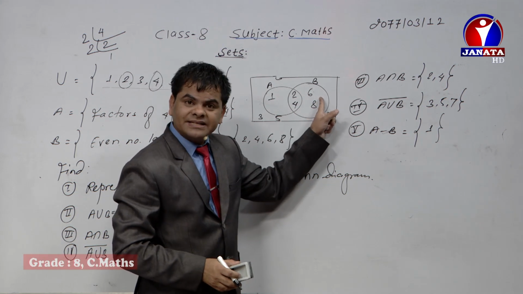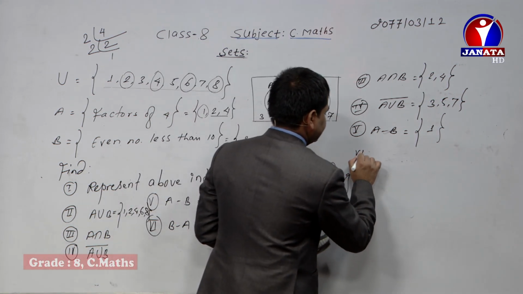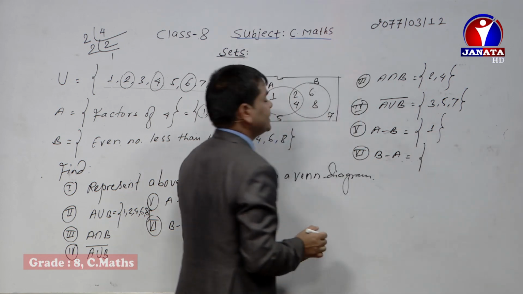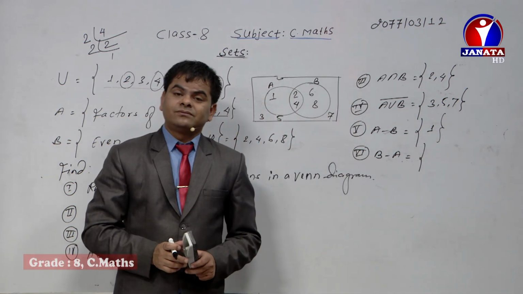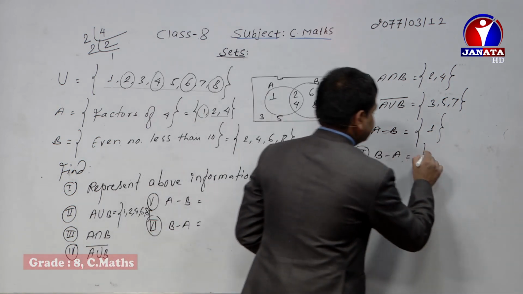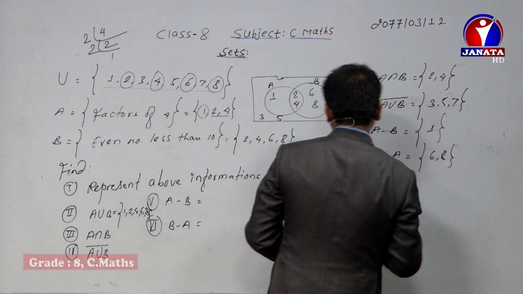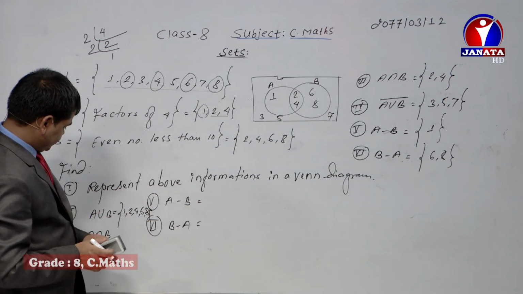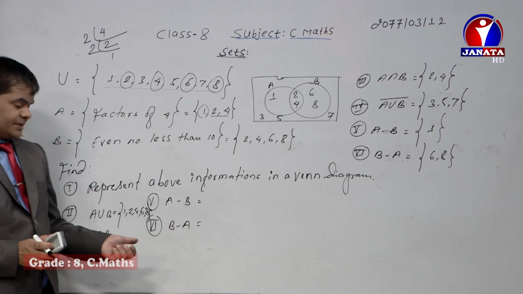B difference A means this one. So in case of number 6 also, B difference A, if you need to find it out, then you need to include the elements of B only. That is why 6, 8. So in this way you can find out the answer of the given questions.